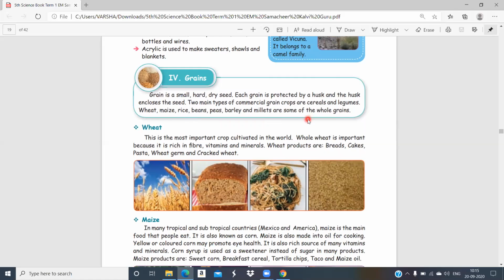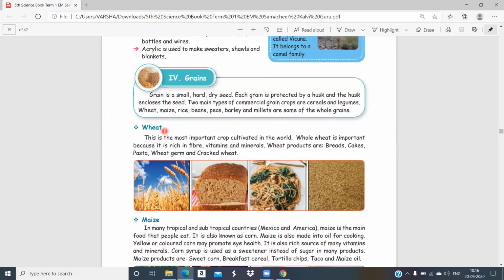This grain is a small, hard, dry seed. It will be dry, and there is the husk. Inside the husk only will be the seed. For example, wheat. The protection around it is known as the husk. And there are whole grains. Wheat, maize, rice, barley, beans and millets are some of the whole grains.